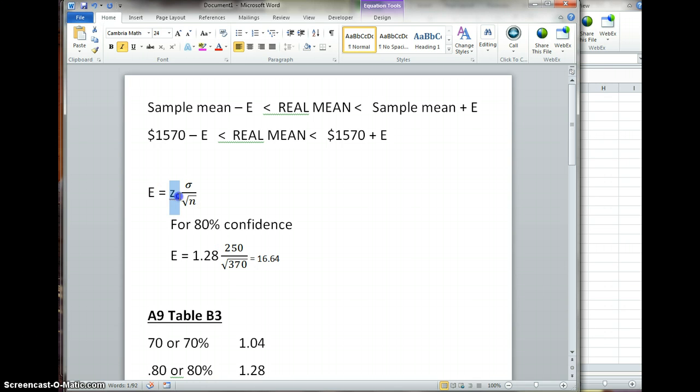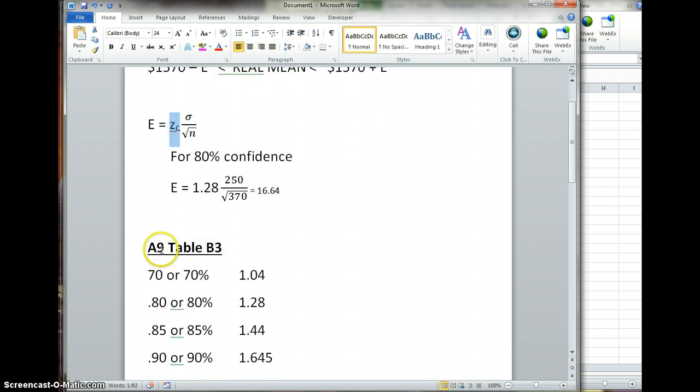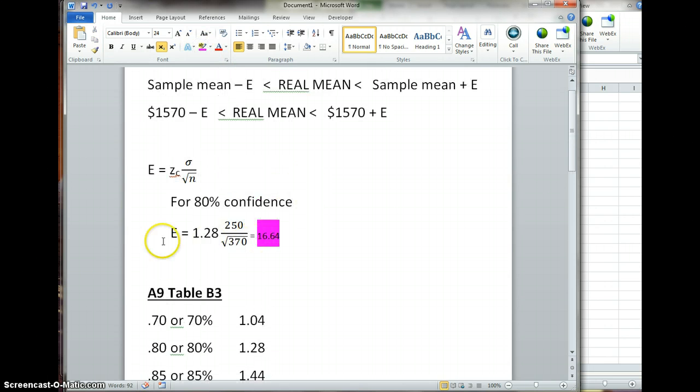This is what you need to use the table in the book to look up, and it's based on the confidence level. So for 80% confidence, you go to the table, which is on page A9 in the appendix, table B3. And for 80% confidence, you use 1.28. So it tells you for each percent confidence what number to use. So you plug that number in, use a calculator, you'll get 16.64 is what E should be.